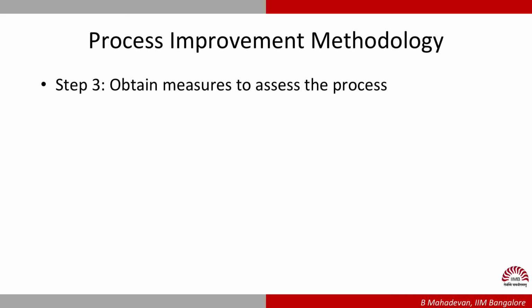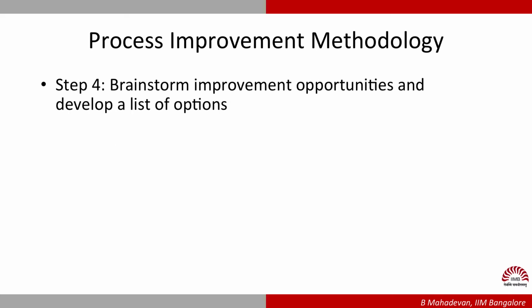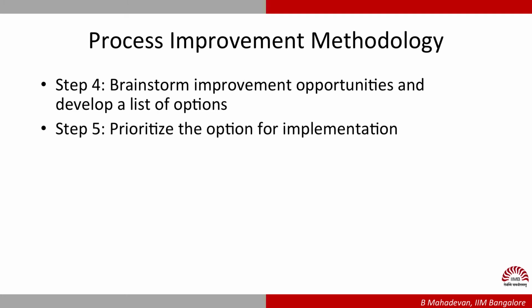Third step is to obtain measures to assess the process. Measures could be distance, time, the staff deployed, the categories of NVAs and various types of activities. All these we must do. Step 4, brainstorm improvement opportunities and develop a list of options which can be potentially implemented. Step 5, prioritize the options for implementation.